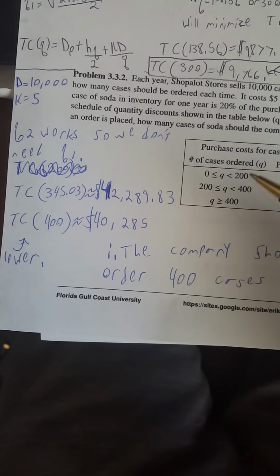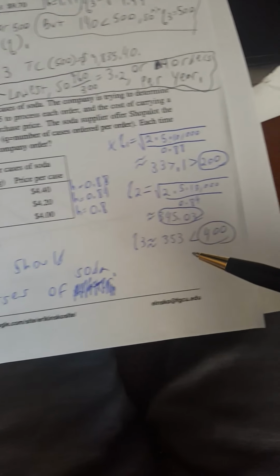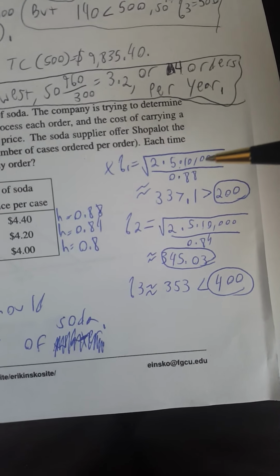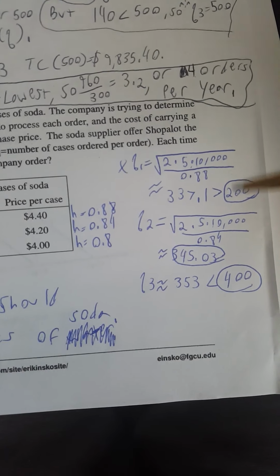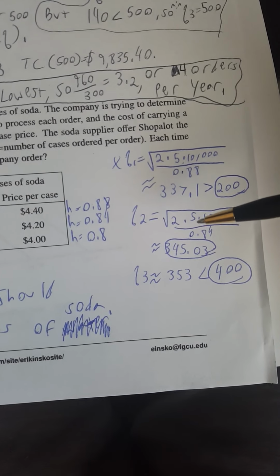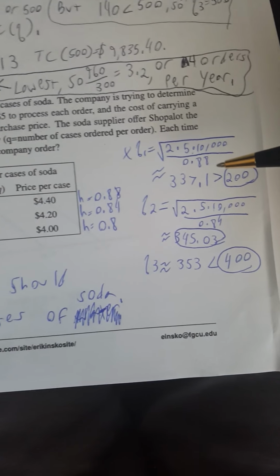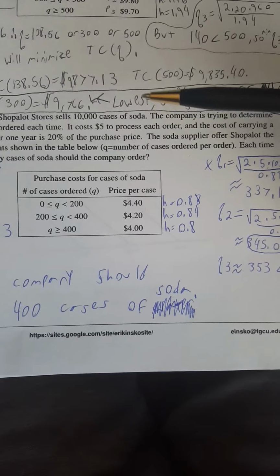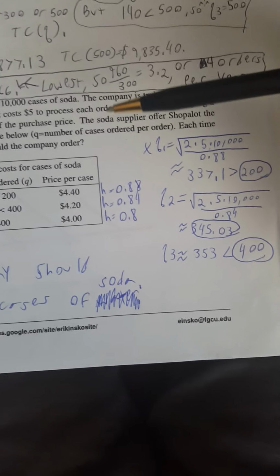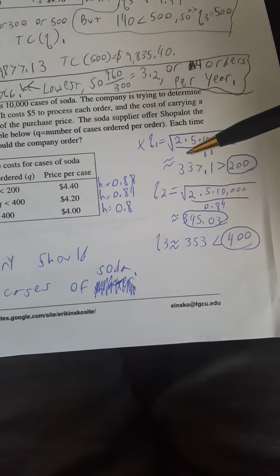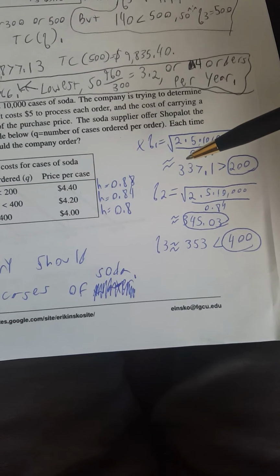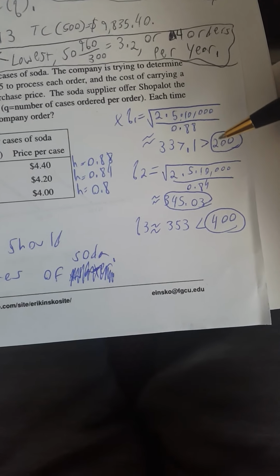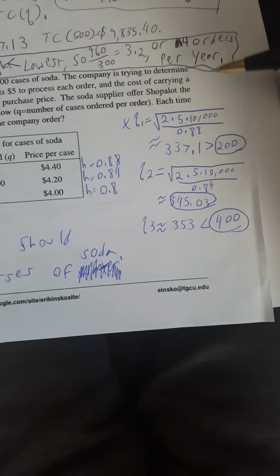Q1 is the square root of 2 times 5 times 10,000 divided by 0.88, which is 337.1, which is greater than 200. So before the problem was that the numbers were too small for the bracket. Now the problem is that the numbers are too big for the bracket. So Q1 is approximately 337.1, but that's greater than 200, so we're actually just going to say that Q1 is 200.